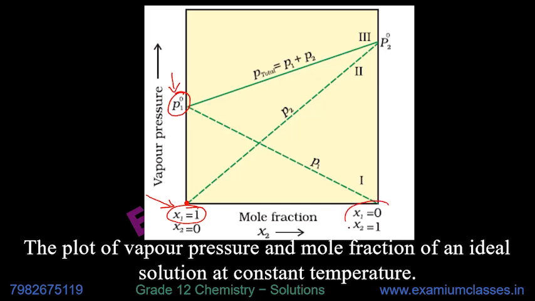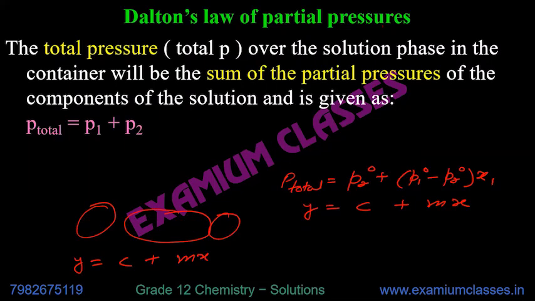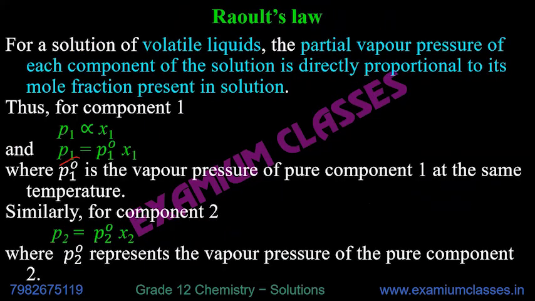At the other end, it shows only component 2 is present. Component 1 mole fraction is 0. It means it is 100% component 2. And when only component 2 is there, the partial pressure created is P2 naught. That's what we have discussed here. P1 naught is the vapor pressure of pure component 1 when only 1 is present. P2 naught is the vapor pressure of pure component 2.